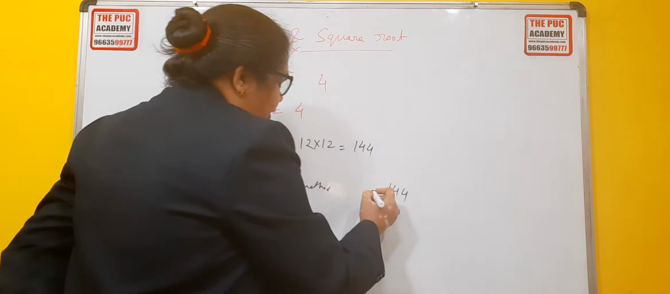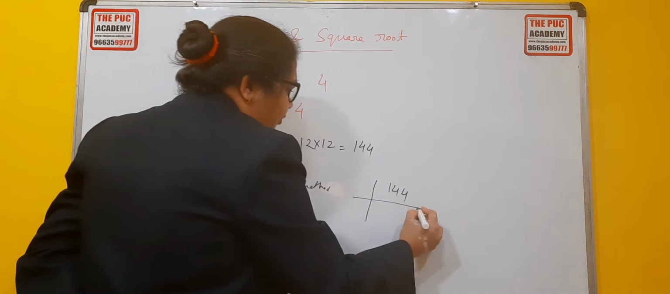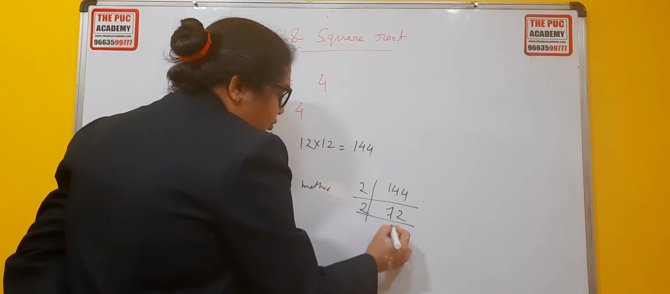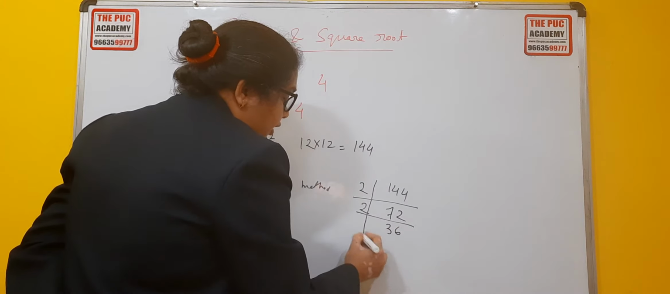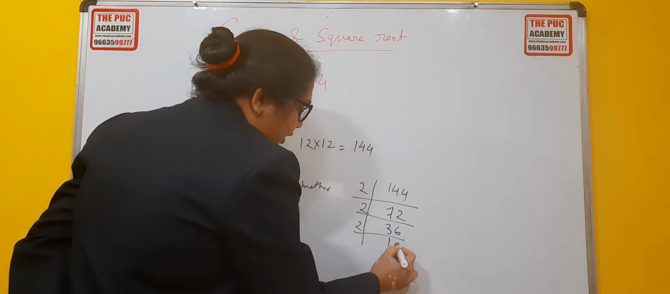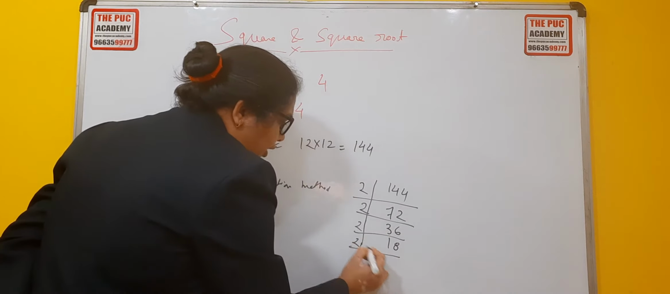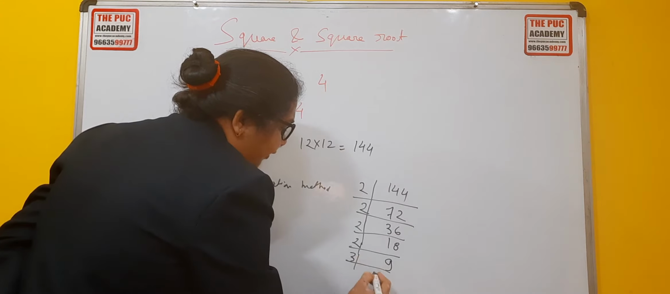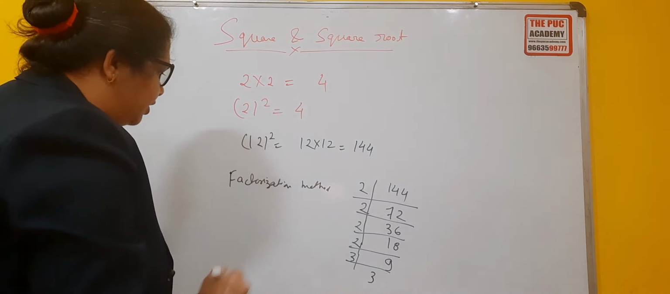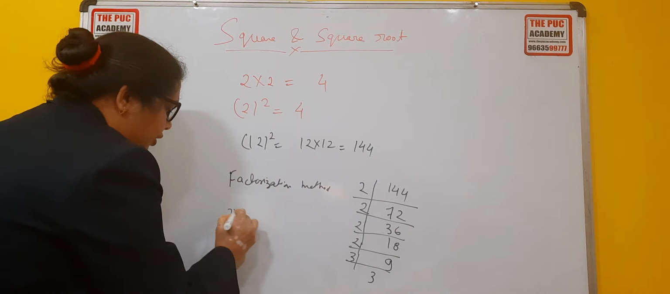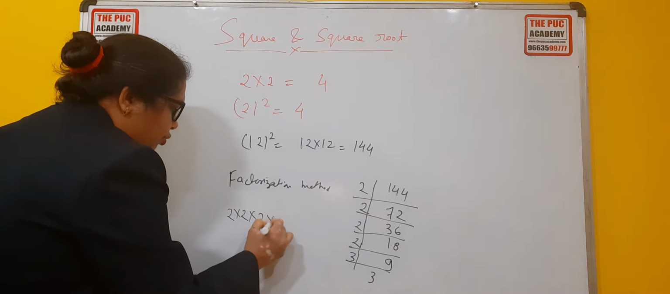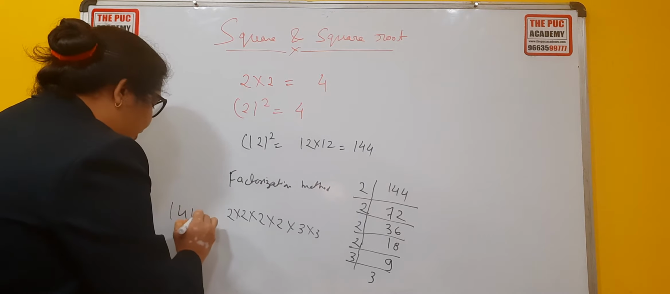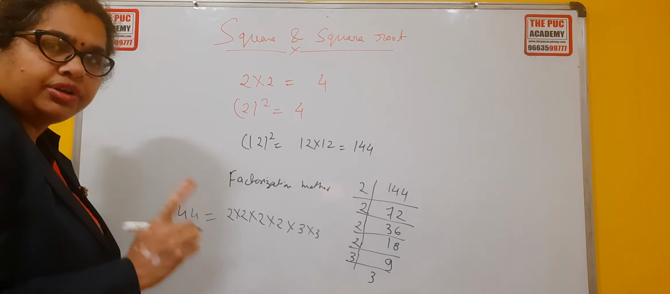So, just do the factorization first of 144. So 2, 72, then 2, you will get 36, then 2, you will get 18 here, then you will get 2, and you will get 9, and 3, and 3. So what did we get in the factorization method? We got 2 into 2 into 2 into 2 into 3 into 3. This is the prime factorization of 144.